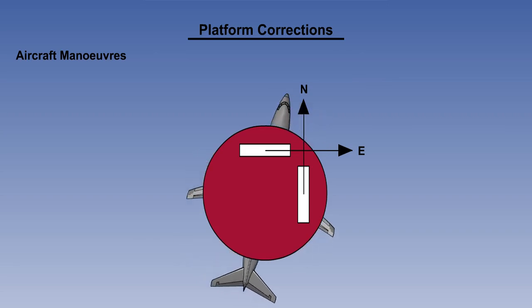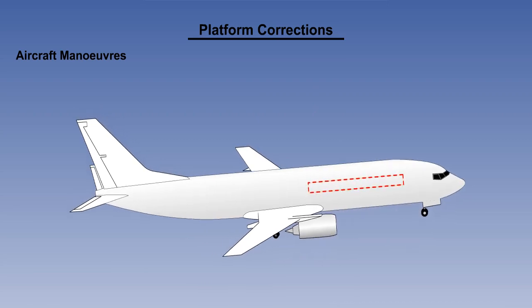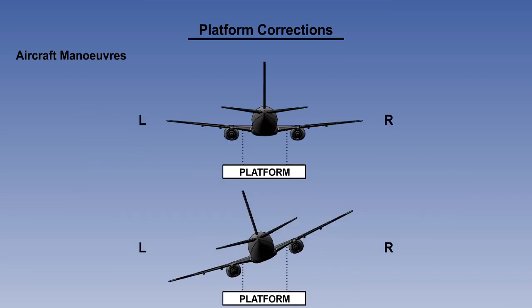Let's look at the full list of platform corrections now. Some have been met before, but 2 of them will be new. These 2 don't need to be understood in such detail. Firstly, there is the correction for aircraft manoeuvres. You'll remember that the platform has to be kept north-orientated. Level in pitch and in roll.